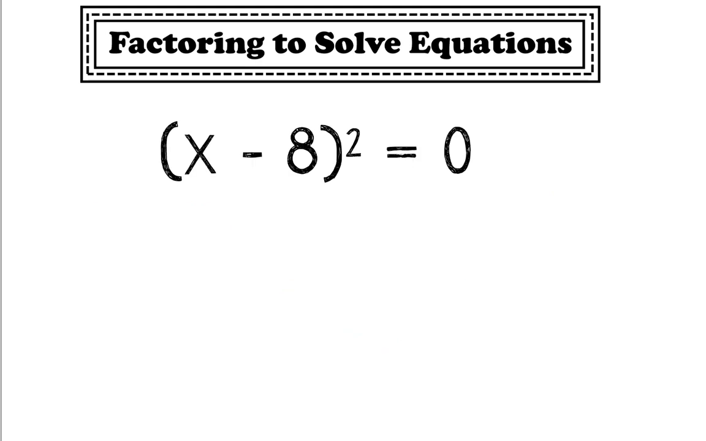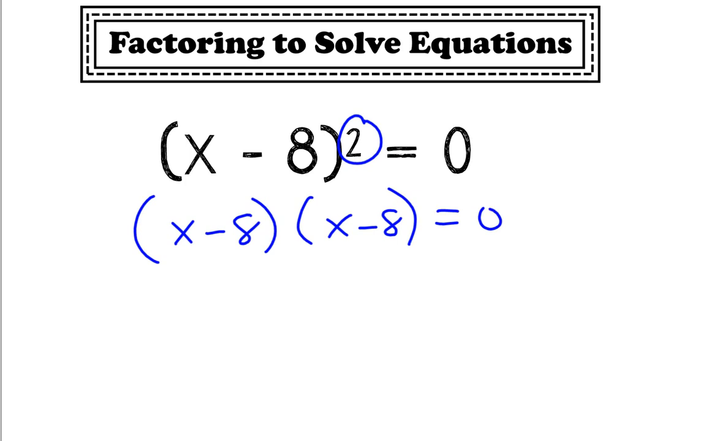All right, here's where it starts to get a little bit harder. It is equal to 0, but it's not in factored form. So there's actually two ways you could solve this. One is to understand that to square something means to multiply it by itself. So here are my two factors. So either x minus 8 is equal to 0 or x minus 8 is equal to 0. I think I wrote that already.